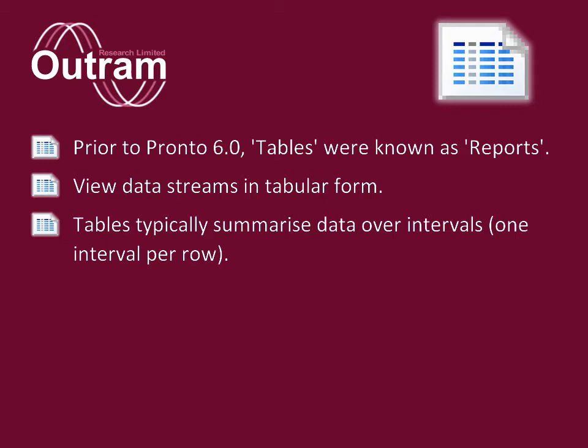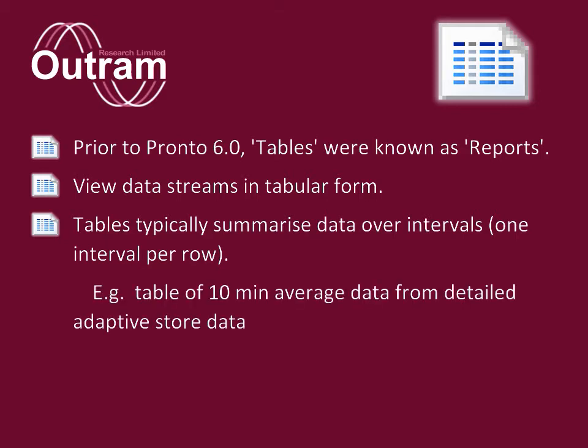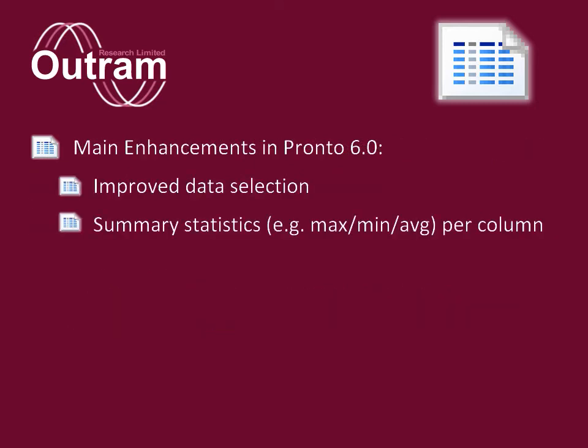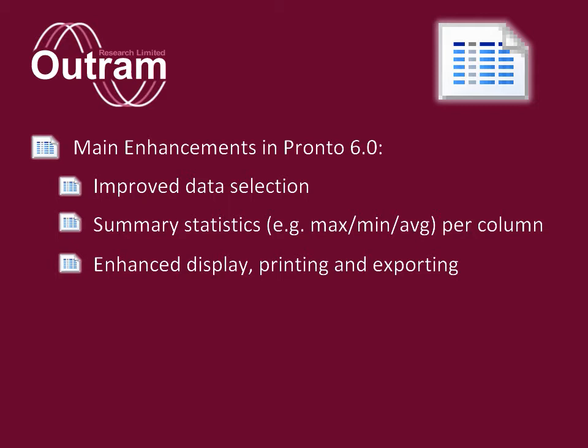specified intervals. For example, finding the 10-minute averages of data streams that were recorded using the more detailed adaptive store recording process. The main differences between the old reports and new tables are the addition of summary statistics, e.g. maximum and minimum values per column of data, and there are more options that can be set up to format the way the table is displayed, printed, and exported.